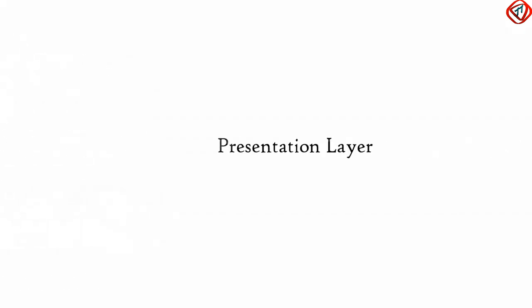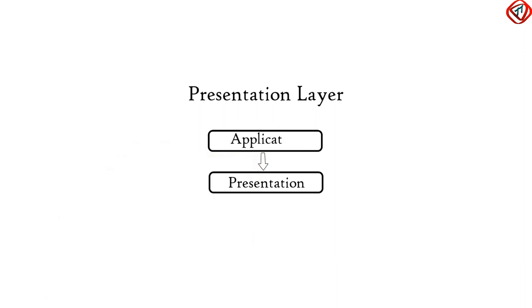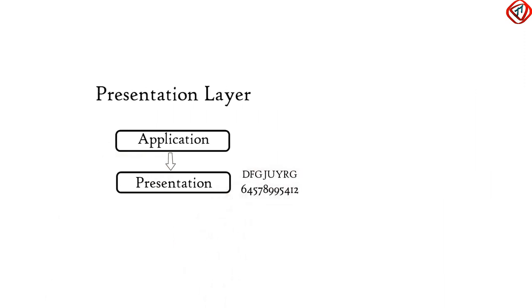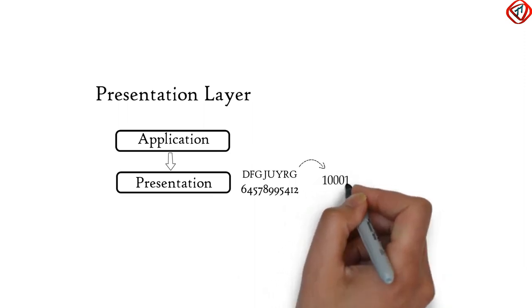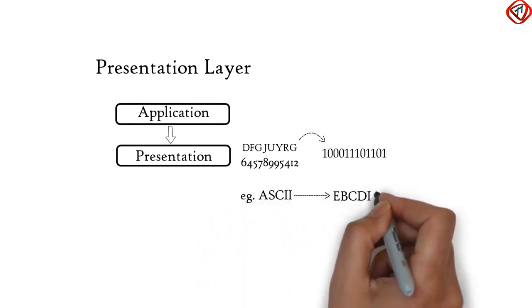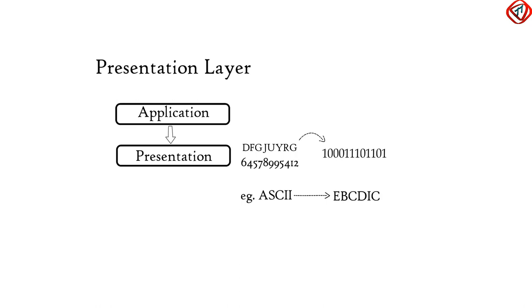Next to the application layer is the presentation layer. The presentation layer receives data from the application layer. This data is in the form of characters and numbers. The presentation layer converts these characters and numbers to machine understandable binary format. For example, conversion of ASCII to ASCII code. This function of the presentation layer is called translation.